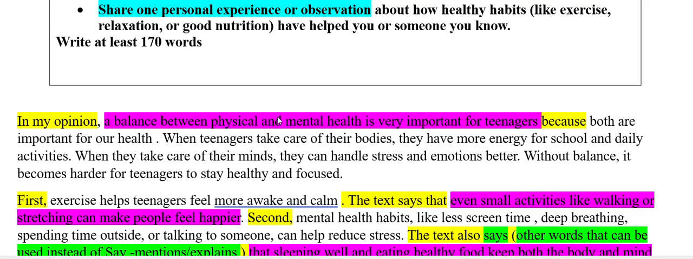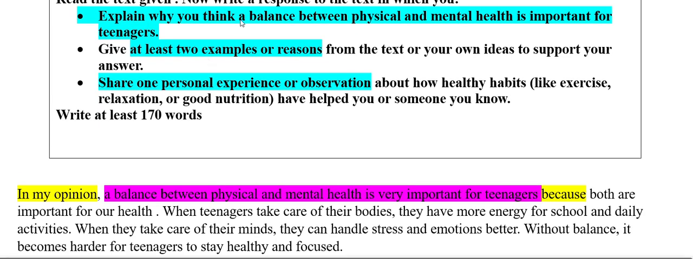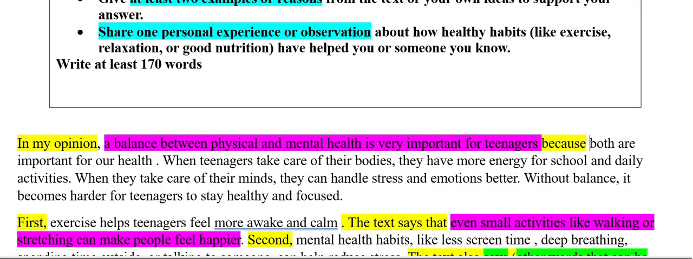So the answer begins with, in my opinion. And the one which you can see, which is highlighted in pink, is actually the line which has been taken from the question. In my opinion, this phrase you will have to learn. And the one in the pink, you can pick directly from the question. A balance between physical and mental health is important for teenagers. And after that, you will write, give the reason. Because, so in your opinion, a balance is required between physical and mental health for teenagers because why? So you are specifying a reason because both are important for our health.